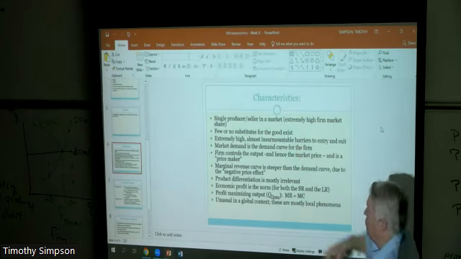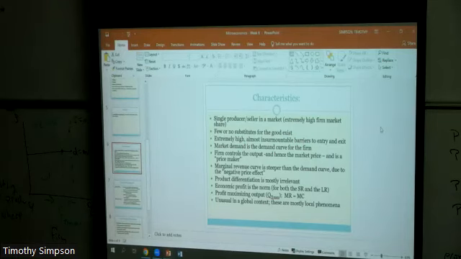Okay, few or no substitutes for the good exist. So sometimes you can be a monopoly because there simply is no substitute. Whatever you're doing, there is no other competing thing going on here.